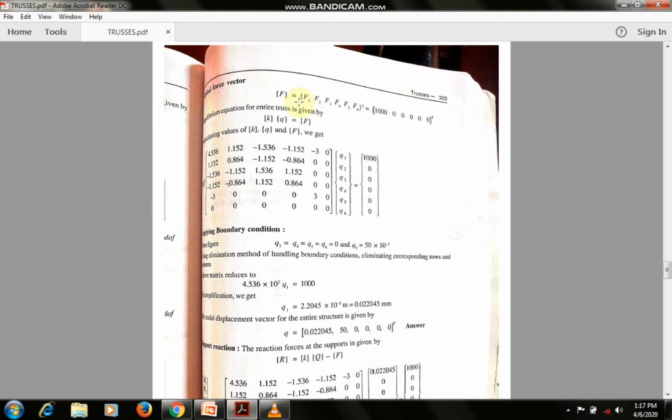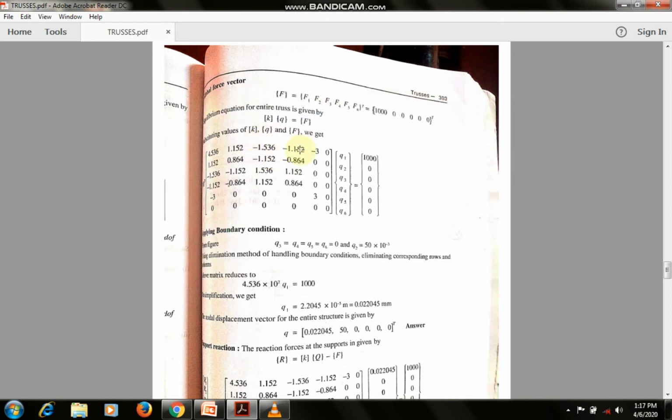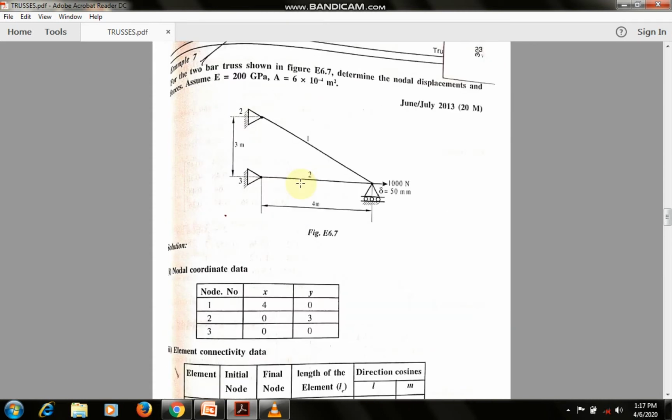The force vector F is equal to, there are 6 nodes, hence we should have 6 force members here, and the force is being applied at the first node, hence I have written F1 is equal to 1000, and all the other nodes' forces acting are 0. Now my equilibrium equation is K into Q equals F. I will be writing the equilibrium equation. The boundary condition is here. We will be going back to the diagram again.